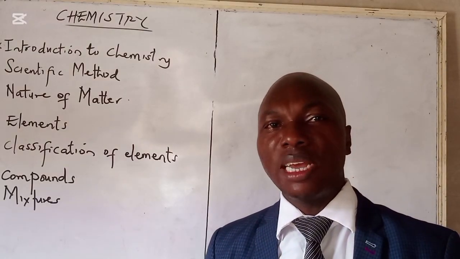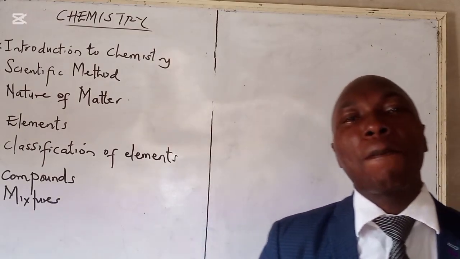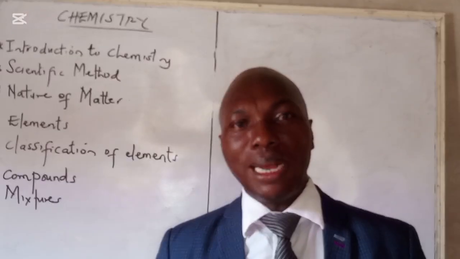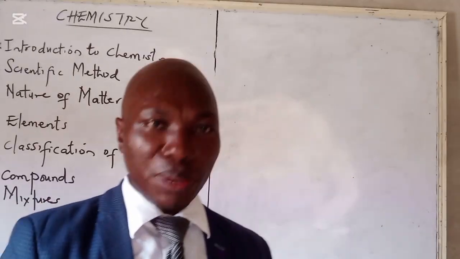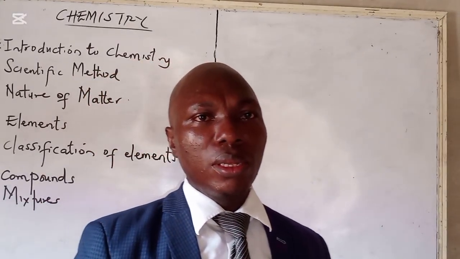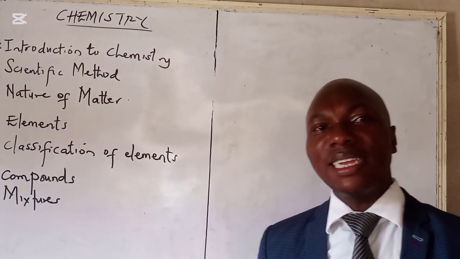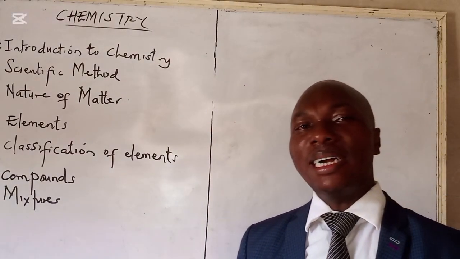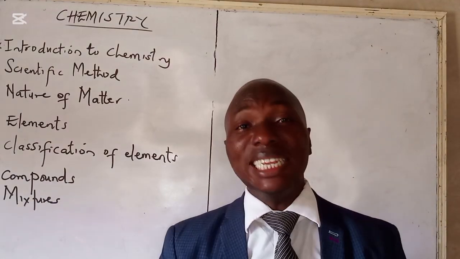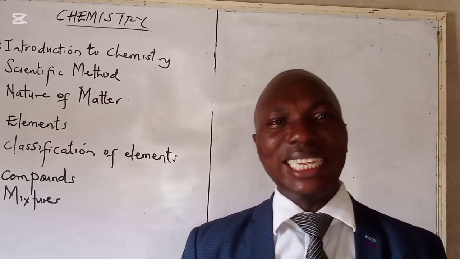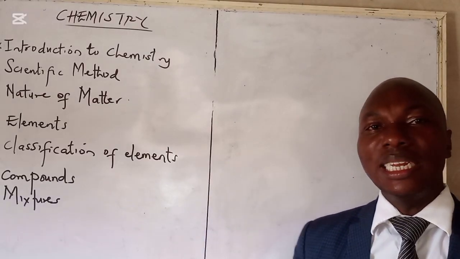What is chemistry? Chemistry deals with the composition, properties, and uses of matter. And we know that matter is anything that has mass and occupies space. And we know that before scientists can arrive at a conclusion about the environment around them, they go through what we call the scientific methods. What are the scientific methods the scientists use in carrying out their experiment?